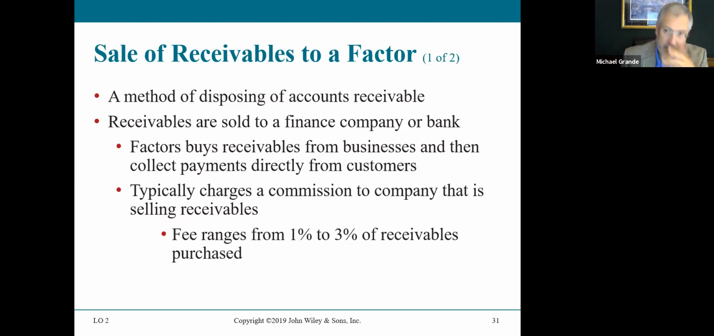In other words, if a company is factoring their receivables, they're selling their receivables to get cash right now. They may generate a $10,000 receivable today. They may not want to wait 30 days to get it collected. They'll sell it and get their cash immediately. It's good for cash flow. The factor typically charges a commission to the company that is selling the receivables. Fees range from 1% to 3% of the receivables purchased.